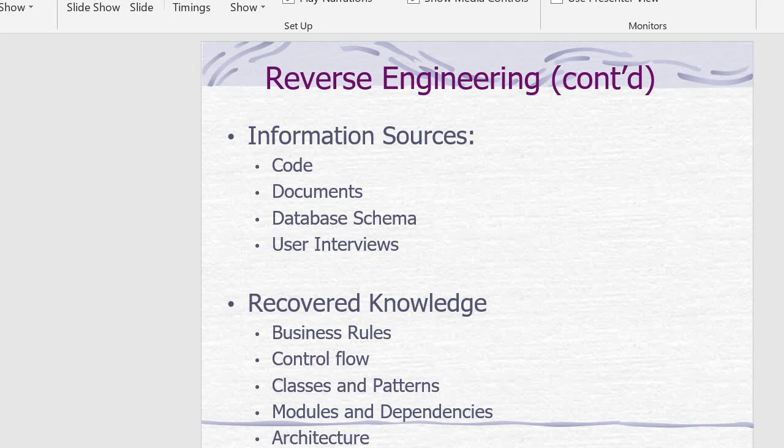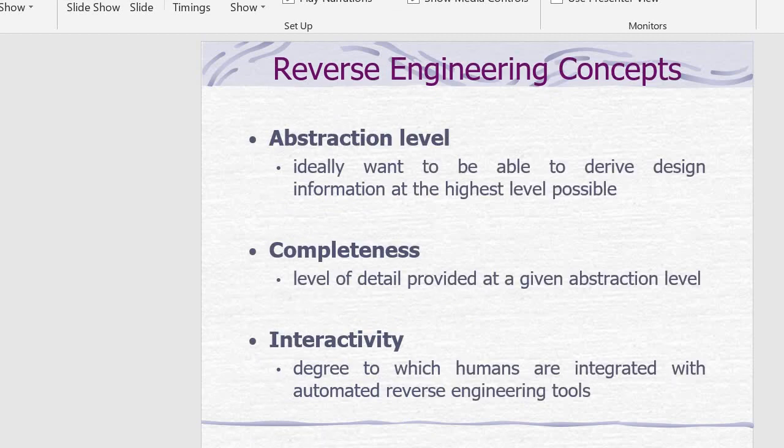So in reverse engineering, the information sources that are available and helpful are the code, documents, database schema, and user interviews. Then the question arises: how is the knowledge recovered? In reverse engineering, the knowledge is recovered using business rules, control flow, classes and patterns, modules and dependencies, and architecture also helps in recovering knowledge.